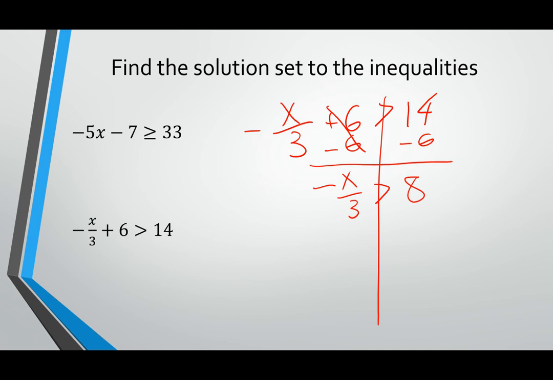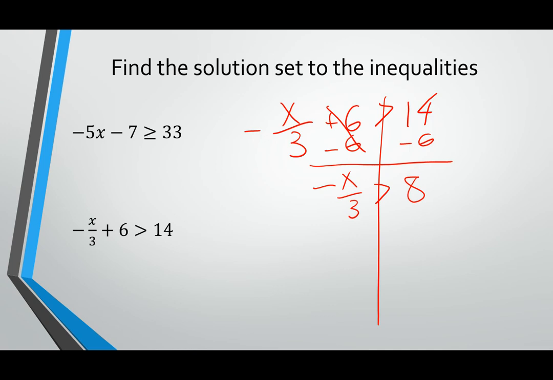That's gone. Just bringing down the negative x over 3. Bringing down the 8. And the sign is still the same. So we subtracted both sides, but that's fine. There's nothing wrong with that. The sign stays the way it was.